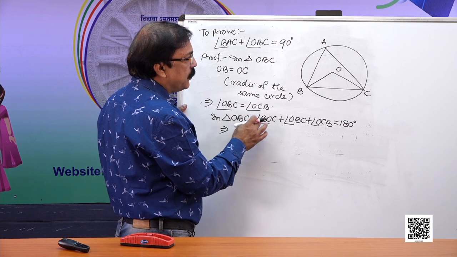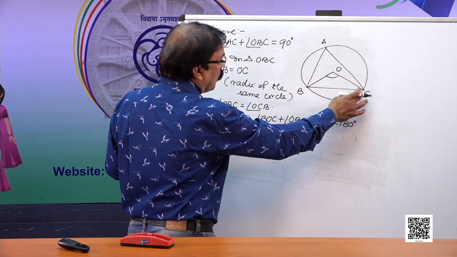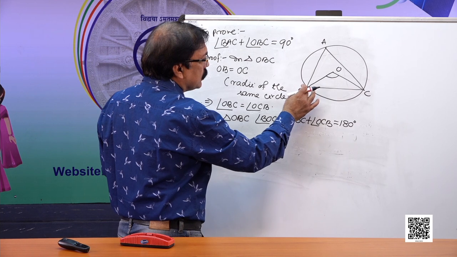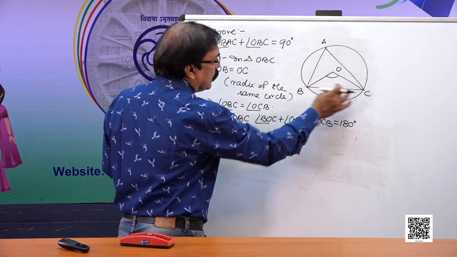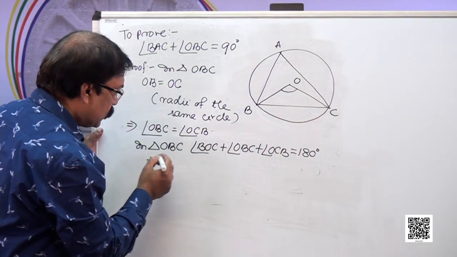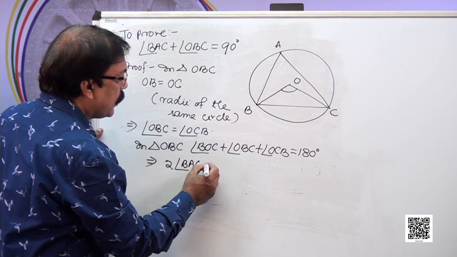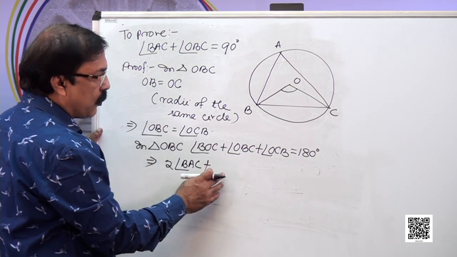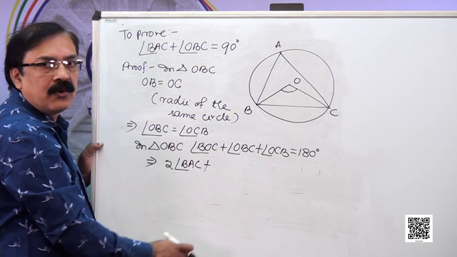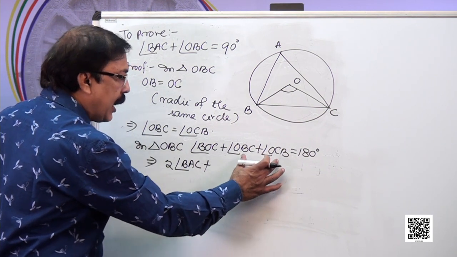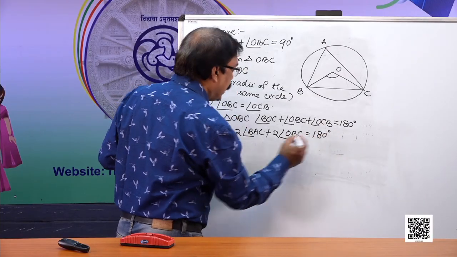You see, what is BOC? BOC is the angle subtended by arc BC. So, this is double the angle subtended on the rest part of the circle, that is BAC. So, in place of BOC, we can write twice BAC, plus, and OBC, OCB are equal. So in place of OCB also, we can write OBC. So, the sum of these two, we can write 2 angle OBC, and this is equal to 180 degrees.